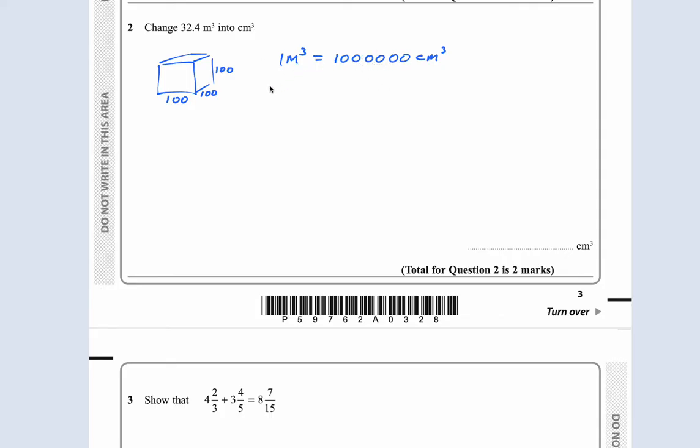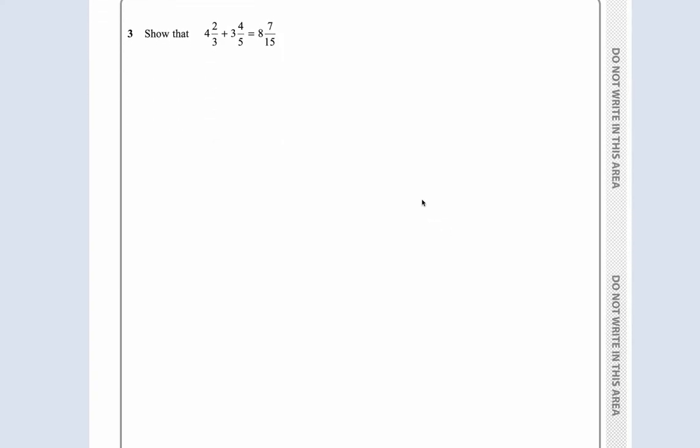Now, if that's the case, then all I need to do is do 32.4 meters cubed is equal to 32.4 million centimeters cubed, or 32,400,000. Use your calculator if you want, guys. Just do 32.4 times a million. 32,400,000. Okay, question 3. Fractions.